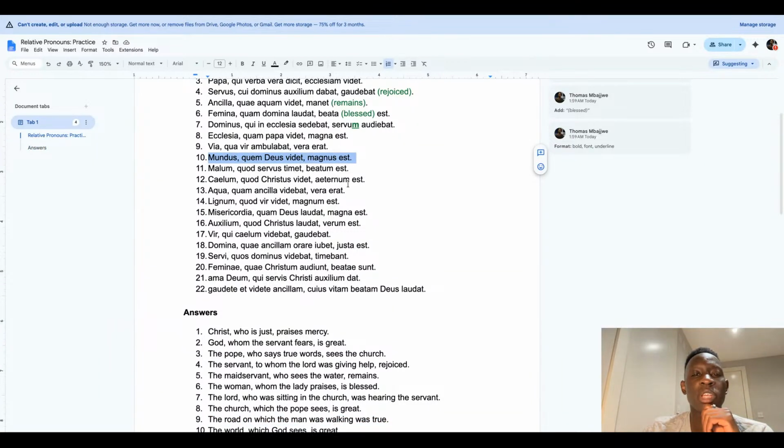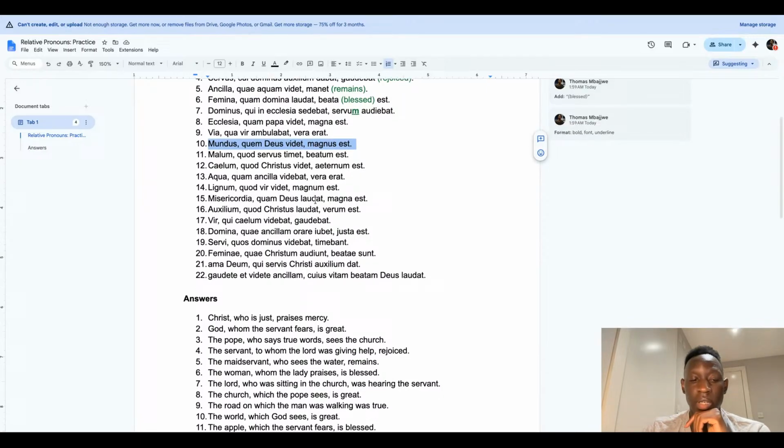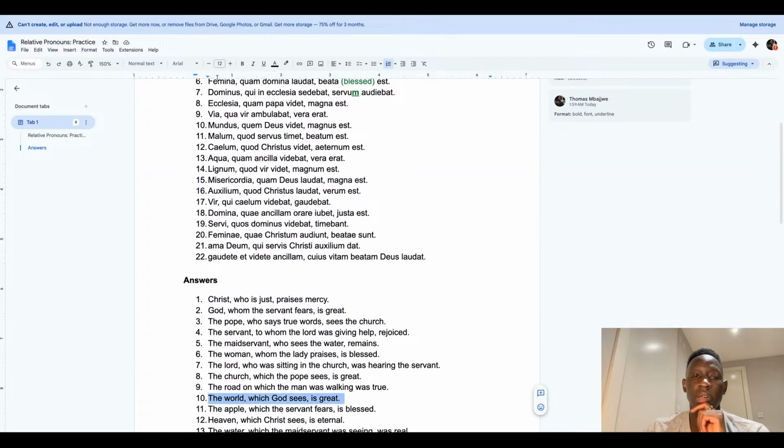Mundus, quem Deus videt, magnus est. The world which God sees is great. Malum quod servus timet beatum est. The fruit which the servant fears is blessed. Yeah.